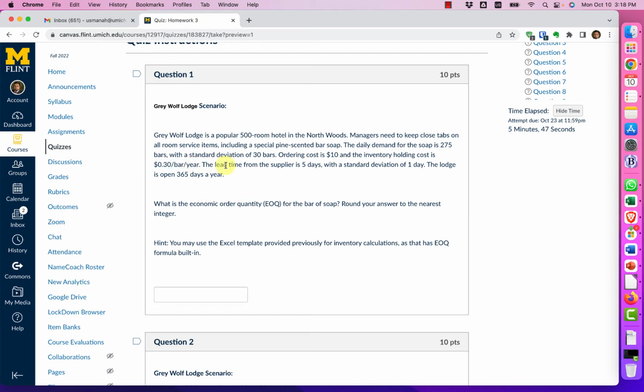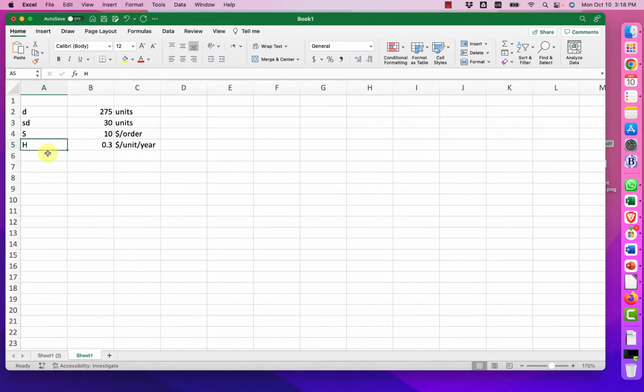Lead time is 5 with a standard deviation of 1. So L is 5 and SL, standard deviation of lead time, is 1. And this is time period days.